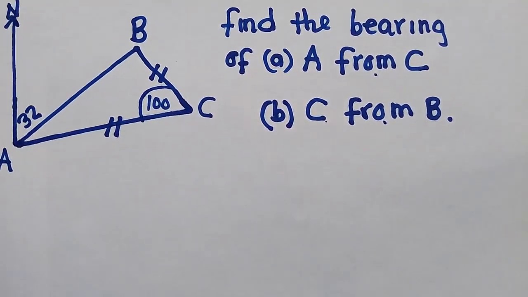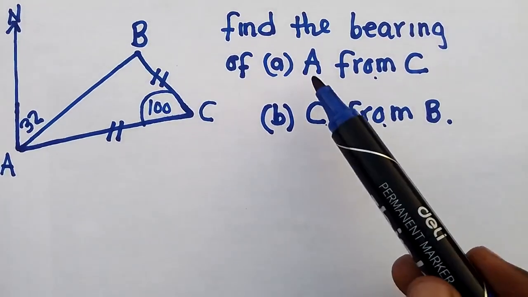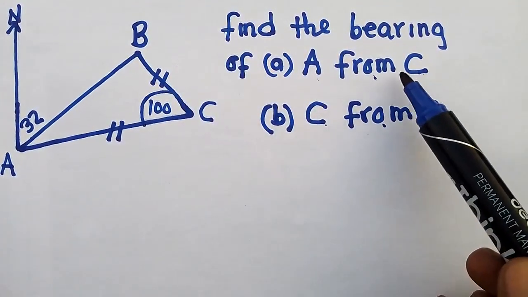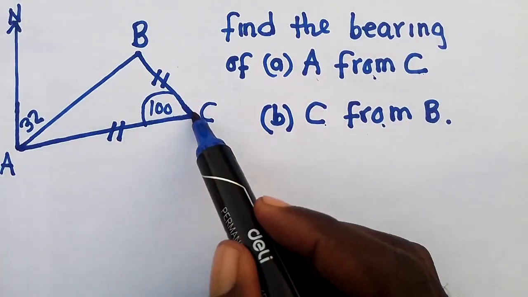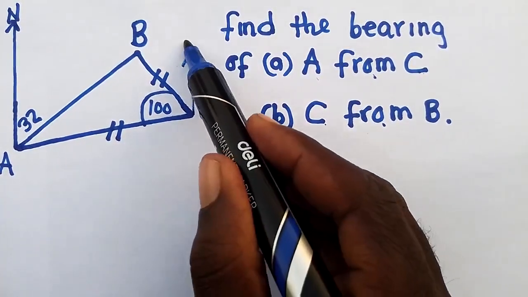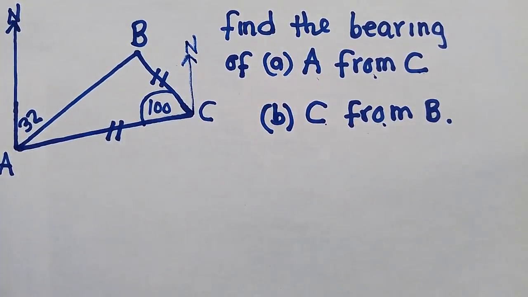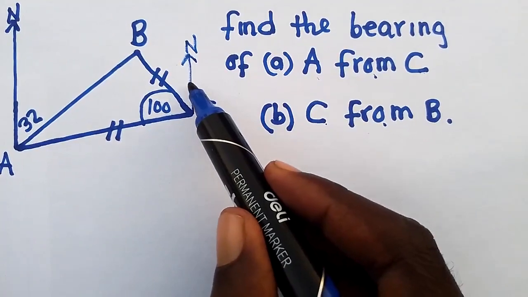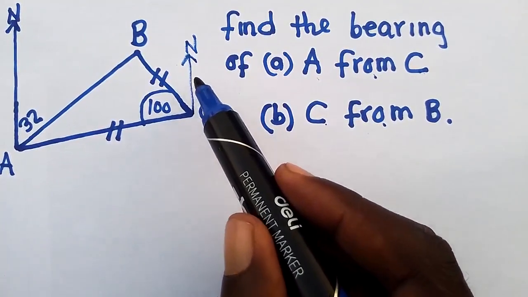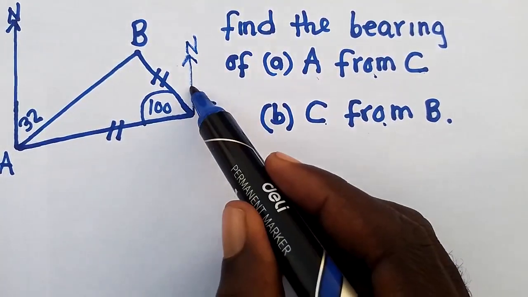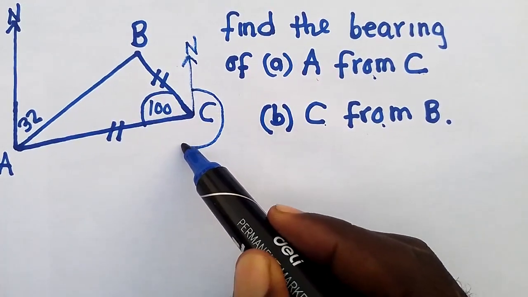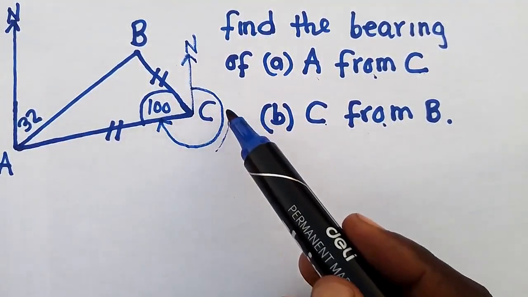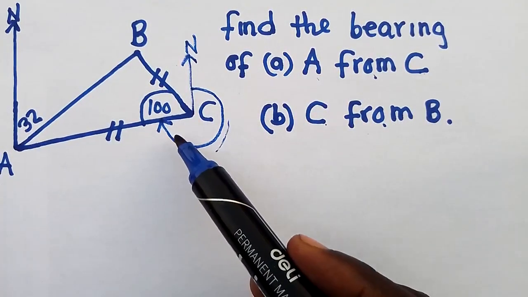The first question is saying find the bearing of A from C. So A from C, you are starting from C. So you go to C there, you put a north there. This is what you are going to do. So from C here, what you are calculating is this. I told you that with bearings we move in a clockwise direction, like this until you meet A. So this is the angle which we want to calculate. This is the angle that we want to calculate.